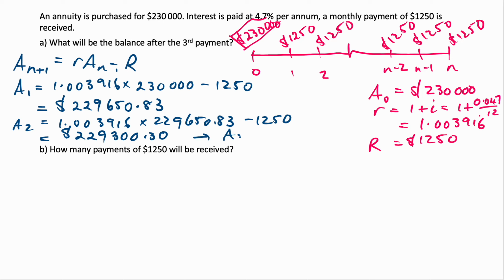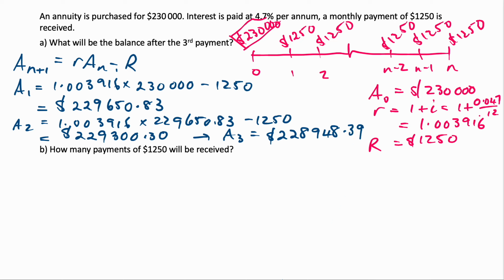So that's our A3, which I won't write all that out again. I think you get the idea of what we'd put in, and that would calculate to $228,948.39.